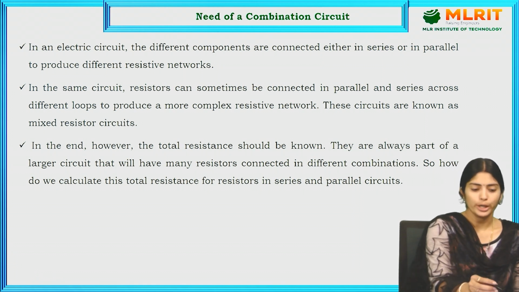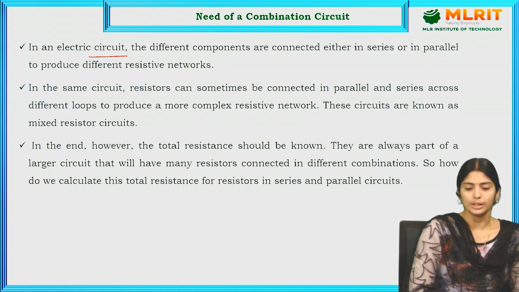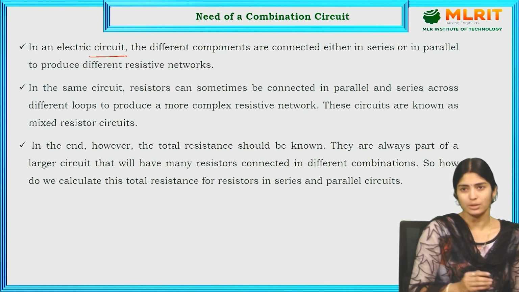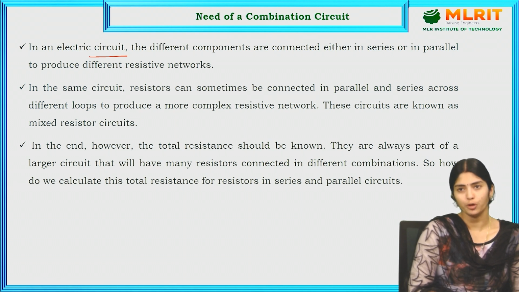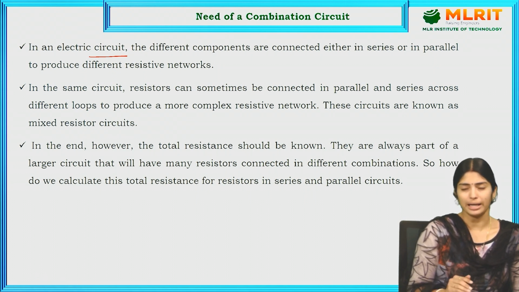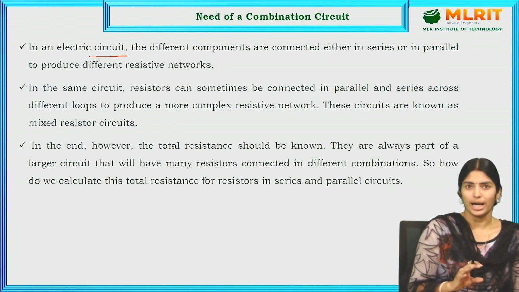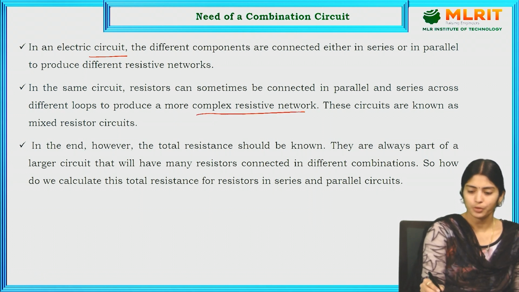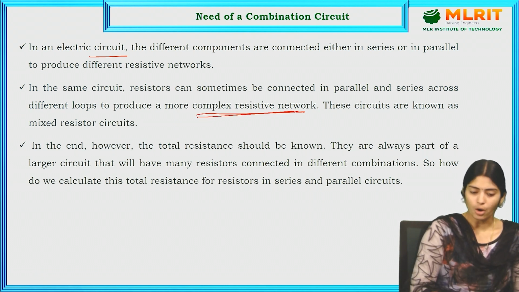So why are we going to connect? In any electrical circuit, as we had seen in the previous slide, different components are connected in series and in parallel in order to form different resistive networks. In the same circuit, sometimes the resistors can be connected in series or some resistors can be connected in parallel. This connection is called a complex resistive network, or a mixed resistor network.